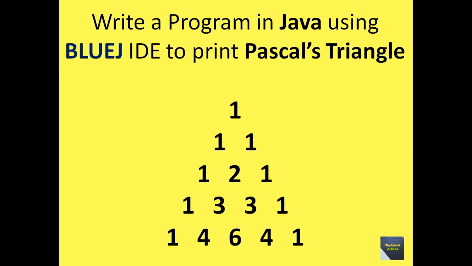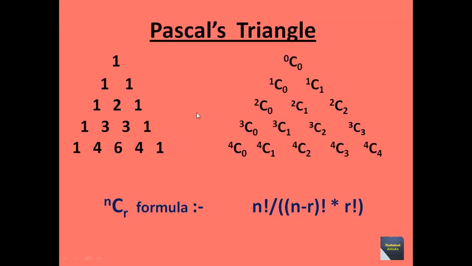This type of format of a triangle is known as Pascal's triangle, and this particular triangle is formed by a particular rule. The rule is that this triangle is formed using the formula NCR. What is NCR? NCR is the formula factorial n in the numerator, and in the denominator, factorial n minus r multiplied by factorial r. This is the formula for NCR, and each and every row value is calculated using this NCR. How will this 1 come?